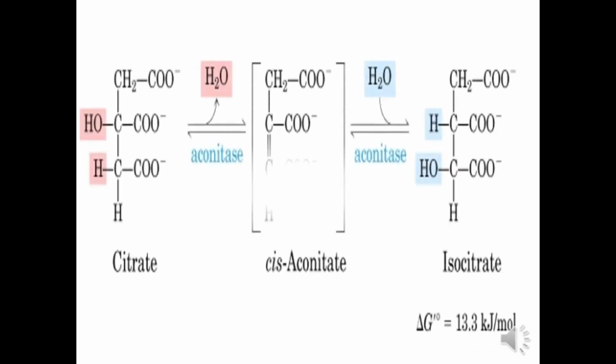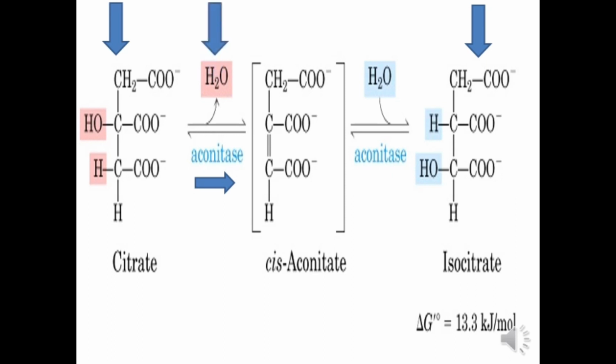In reaction 2, the citrate, which contains 6 carbon atoms, is isomerized into isocitrate by the enzyme known as aconitase or aconitate hydratase. This enzyme removes the water from citrate. It removes hydroxyl group from carbon 2 and hydrogen from carbon 3, and then adds water back at a different position. Therefore, isocitrate is the isomer of citrate.